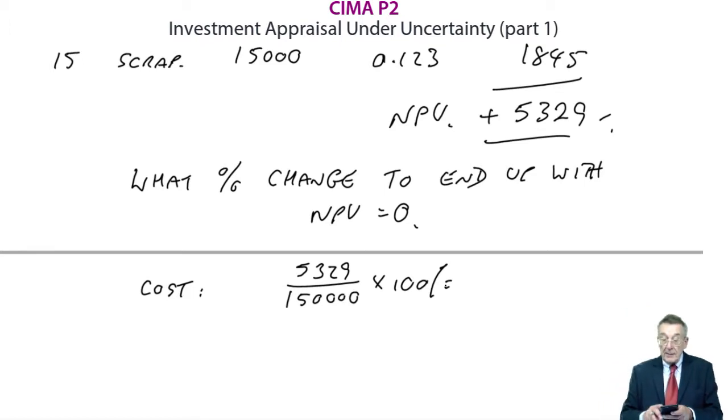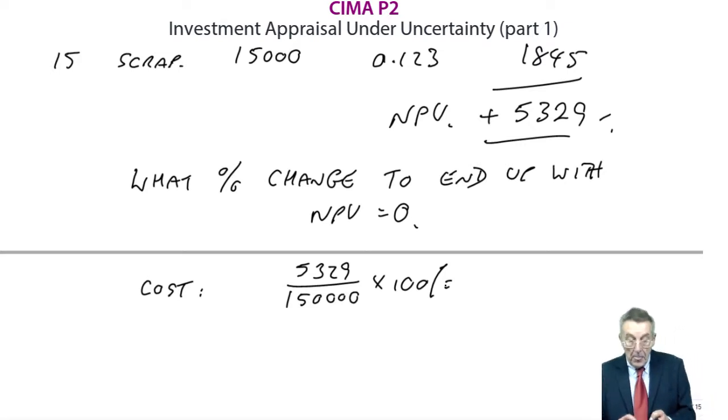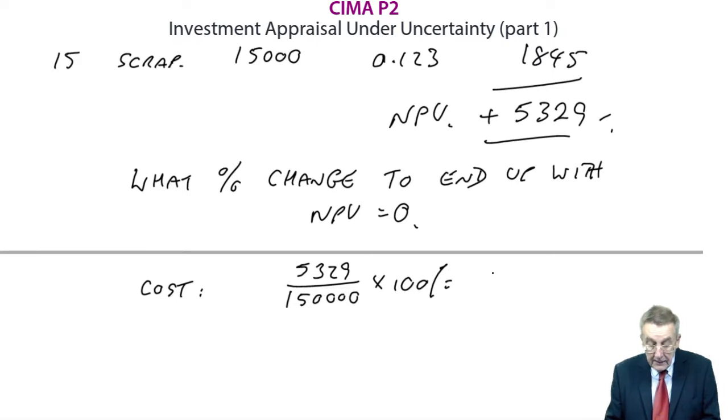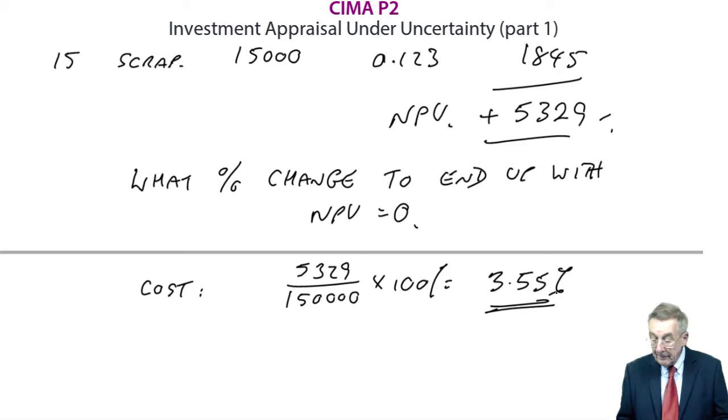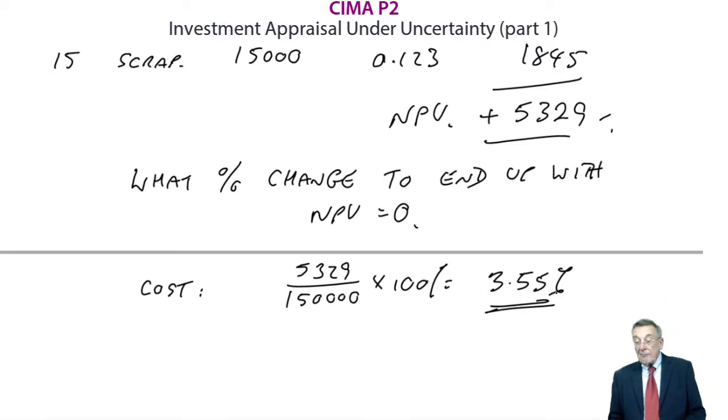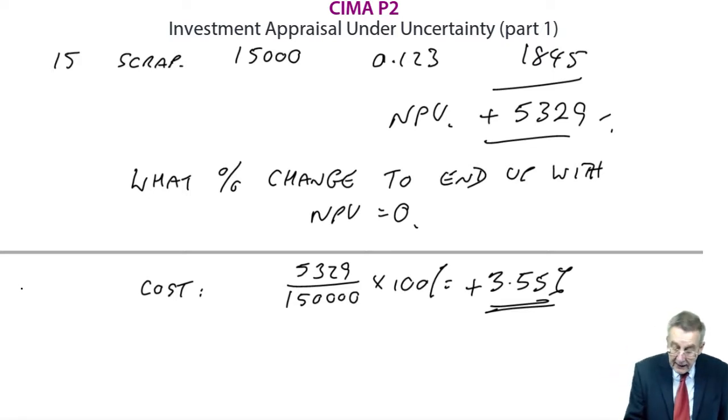in percentage terms, I think it comes to 3.55%. And strictly we should put a sign to it. Surely I'm only worried if the cost was higher by 3.55%. If the cost was lower, then it makes the project even better. But that's the sensitivity of the cost.